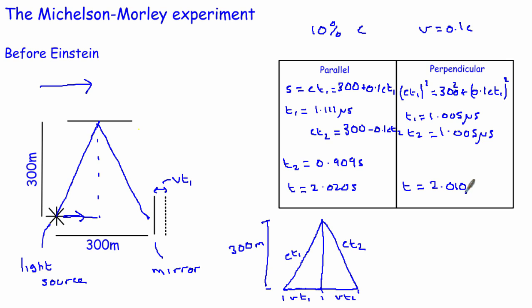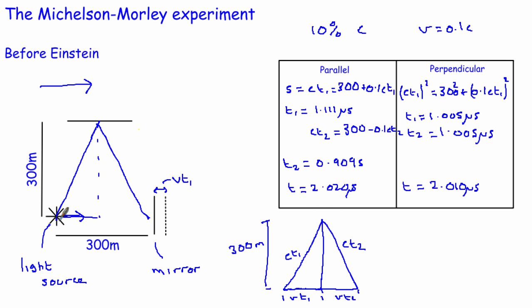2.010. Oops, there's a micro missing from that side, so microseconds on this side. So to travel 300 meters there and back, give or take, because this thing's moving, would take 2.02 microseconds. Perpendicular to the motion of the Earth, it would take 2.01 microseconds. So there's a difference in time simply because we're moving in this direction and we're not moving in this direction whatsoever. So there's a difference in time.